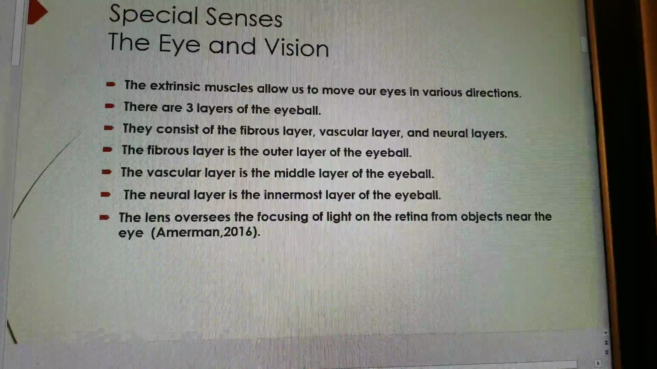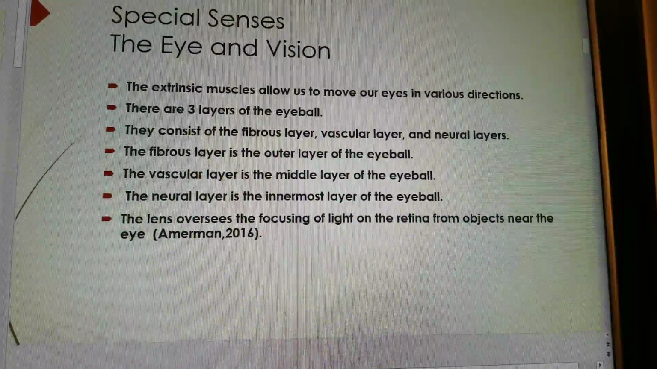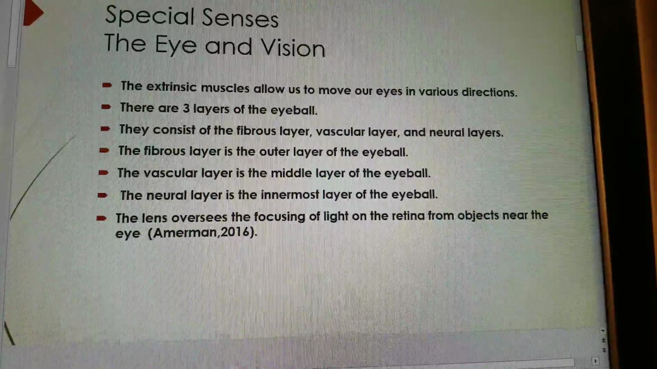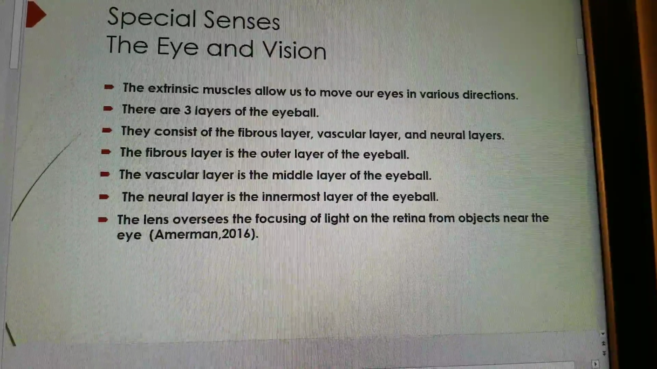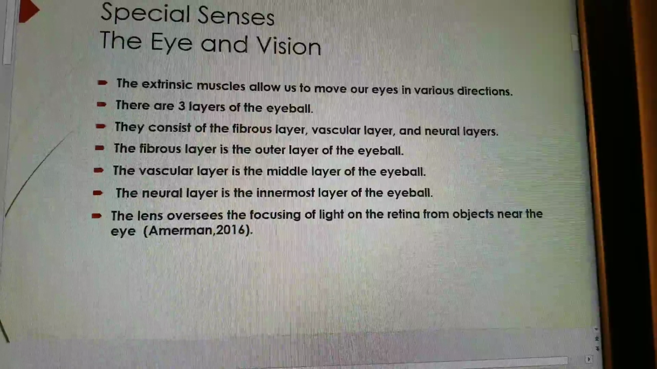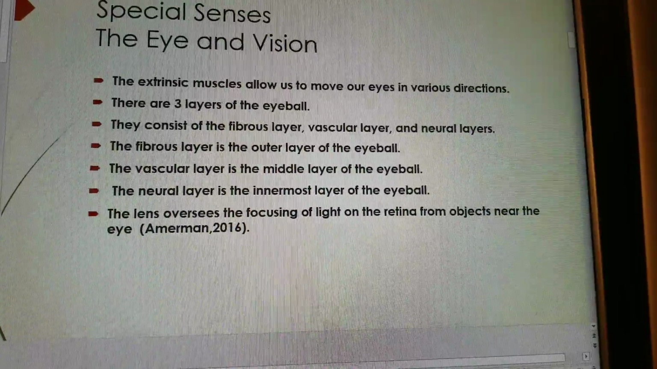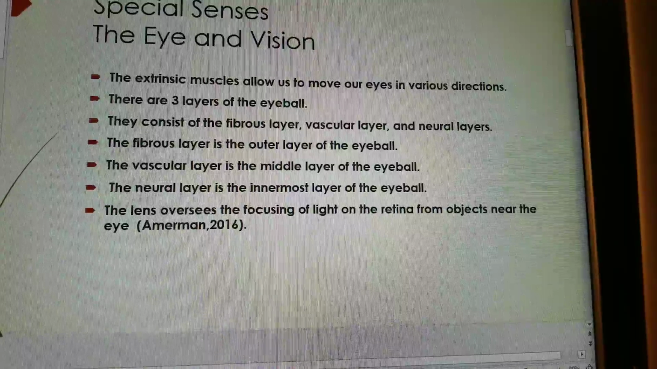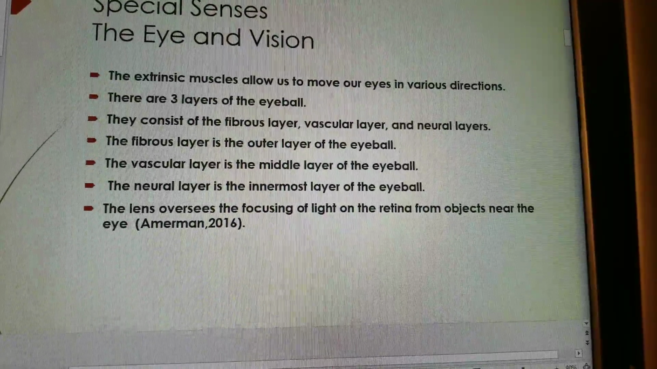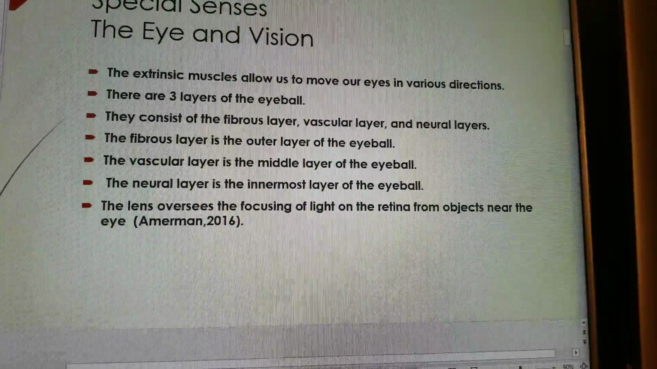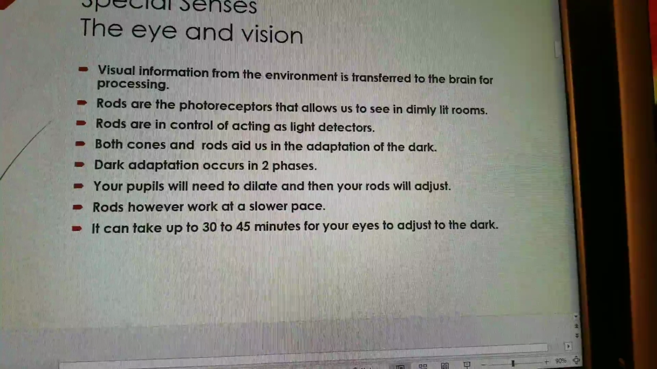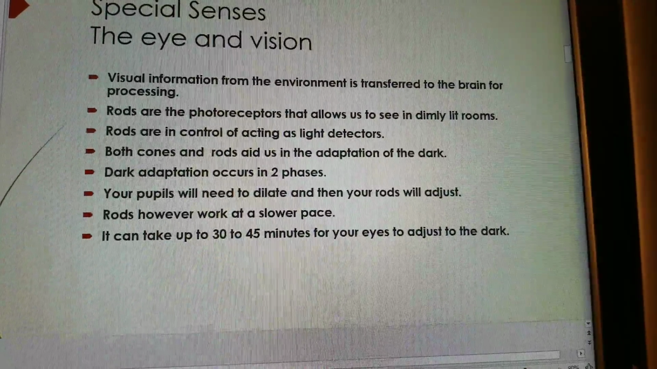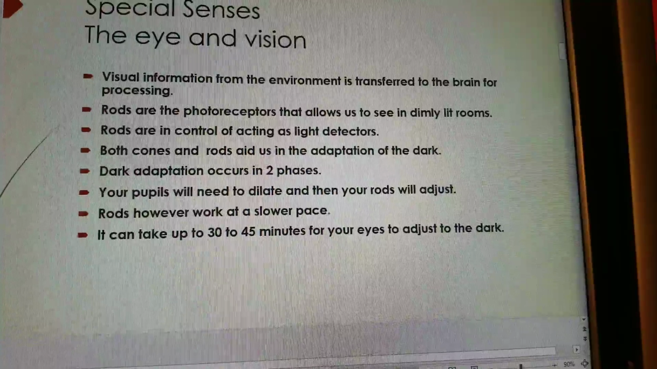There are 3 layers of the eyeball. They consist of the fibrous layer, vascular layer, and neural layer. The fibrous layer is the outer layer of the eyeball. The vascular layer is the middle layer of the eyeball. The neural layer is the innermost layer of the eyeball. The lens oversees the focusing of light on the retina from objects near the eye. Visual information from the environment is transferred to the brain for processing.